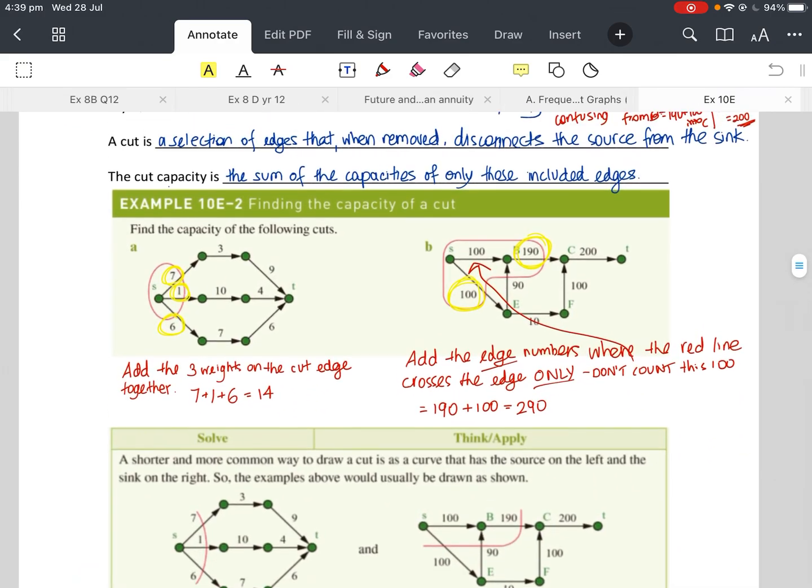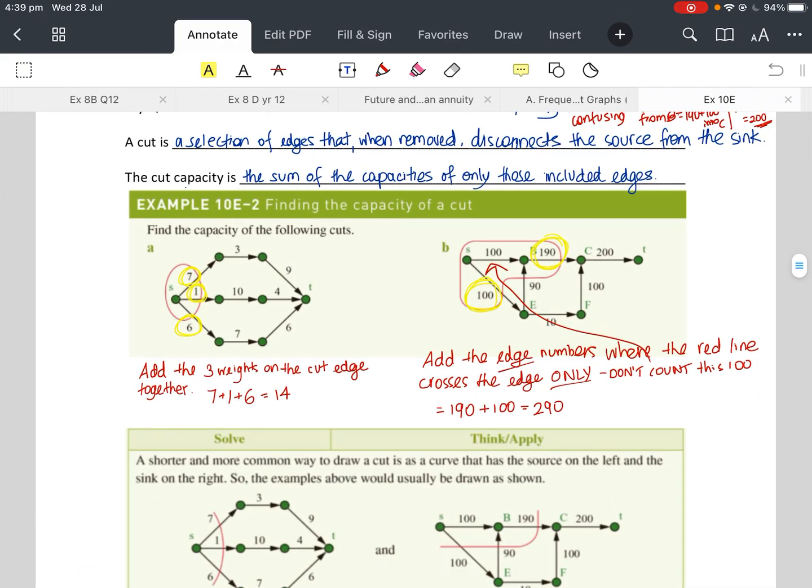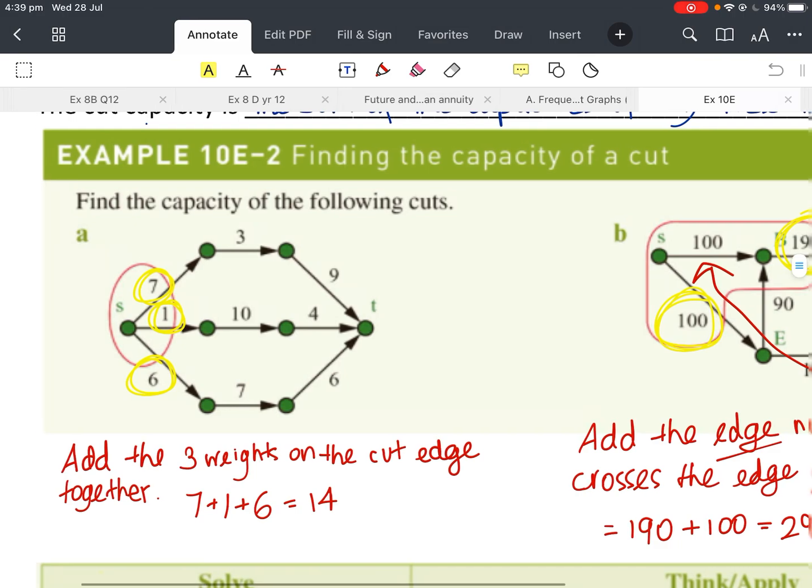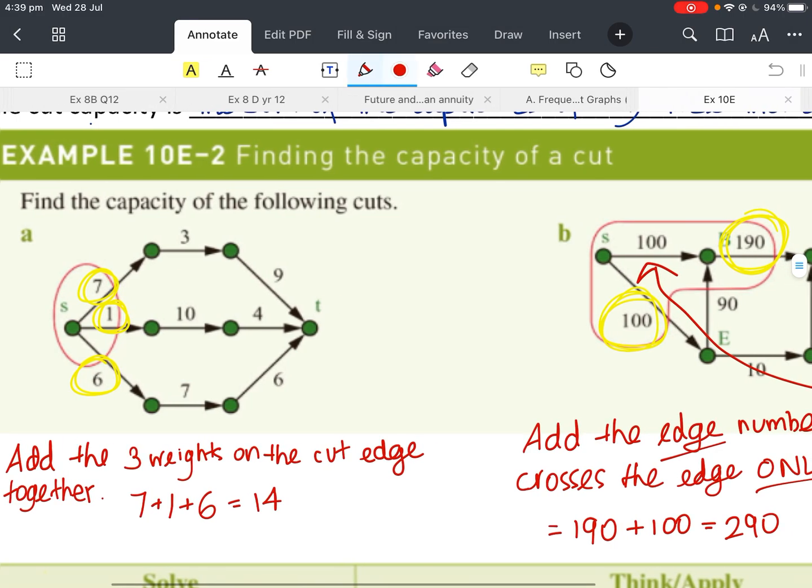So if you found this one a bit difficult, here's this one here. Now I don't like it when they do the circle bits because that kind of puts me off. I like it better when it's an actual just a line. So for this one here, example 10E2, find the capacity of the following cuts. That one's fairly straightforward. You're having a look to see where the red line goes across the edge, okay? So you don't really need to worry too much about that bit. You need to worry about where it cuts those 3 edges, okay?